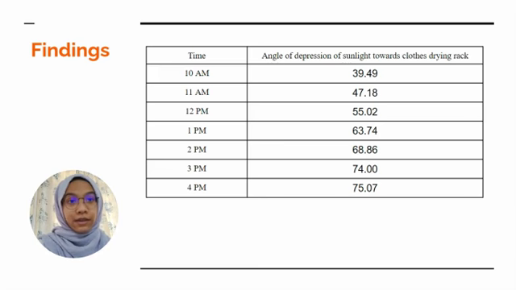At 3 p.m., the length of the shadow is 43 centimeter, and after the calculation, we got a perfect amount of 74 degrees. And lastly, at 4 p.m., the length is now 40 centimeter, and the degree is now at 75.07 degrees. So we can see the result of our investigation here in this table.